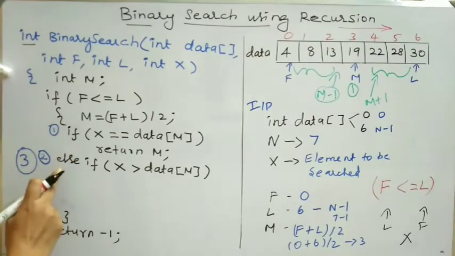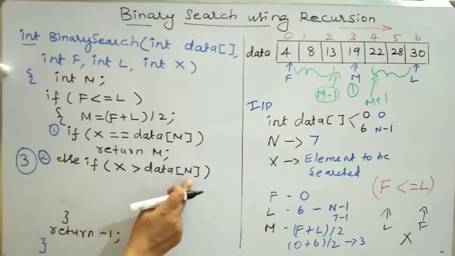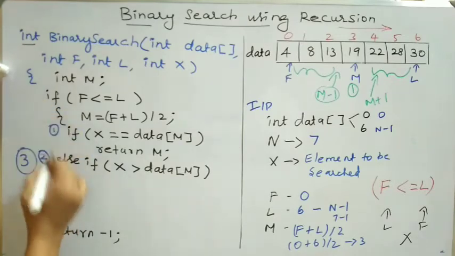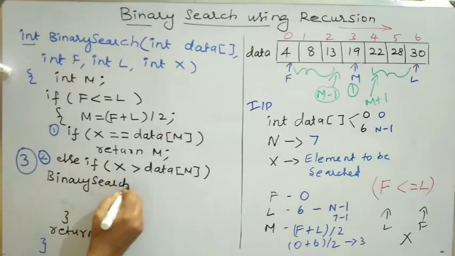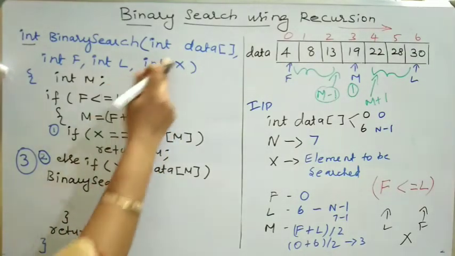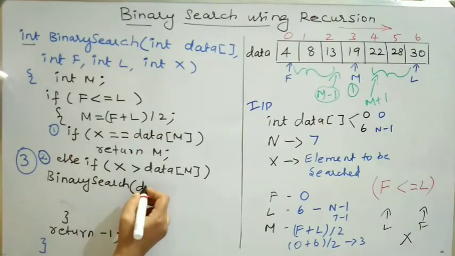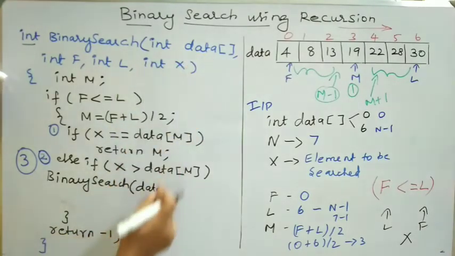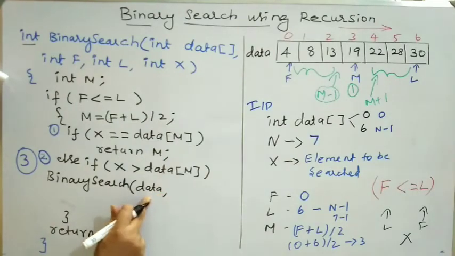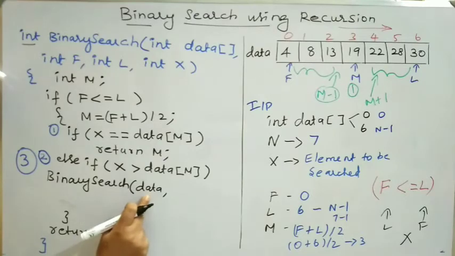First condition is not satisfied. I am coming to the second condition, the else if part. The element which I am looking for is greater than the element in the middle index position. In that case, again recursively I am calling back this binary search function by passing the data. What is the first data it is expecting? The data, an integer array. So I am passing the array data. While passing a value to this integer array, no need to specify the array bound. Just specify the name of the array. So it is expecting an integer array, so I am passing the name of the integer array, that is data.